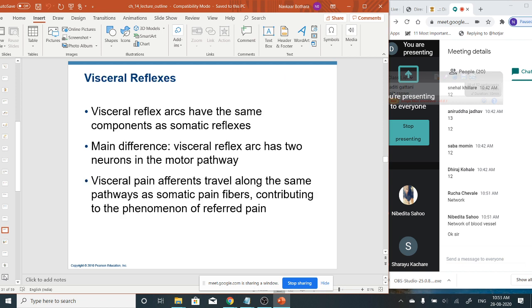So, the visceral reflex arc. What is a reflex arc?